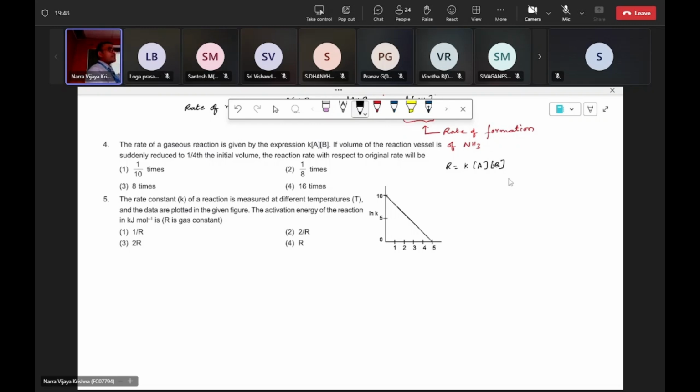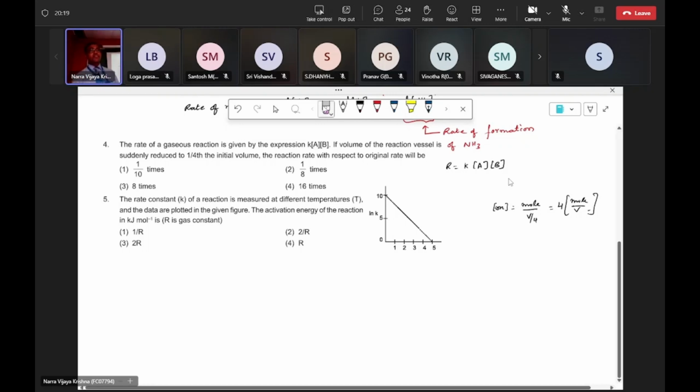So, what is concentration, sir? Concentration means moles upon volume. Now, instead of volume, what do I have to write? Volume by 4. Correct? If instead of V, I write V by 4, what do I have to write? 4 times of mole by volume. Means what happens to concentration? Increases by 4 times. Correct, sir?